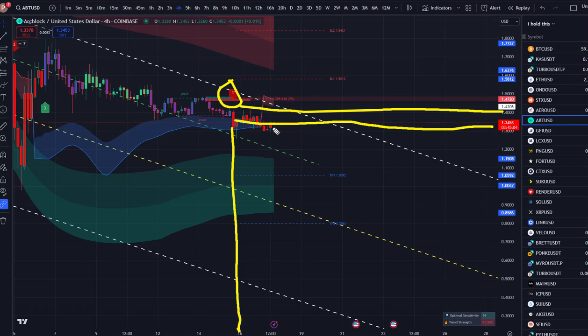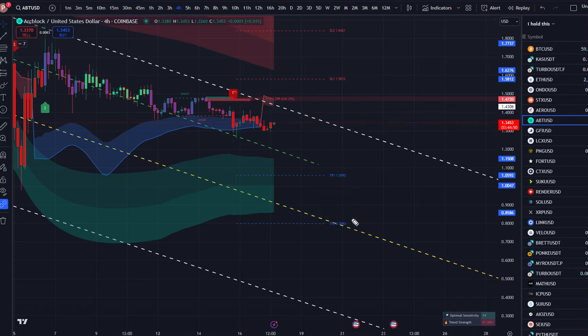Now look, it could come touch here and continue its way down. And as it comes, it's going to retest this area. And if the pullback is bad, it could even come down to 80 cents. So keep that in mind. Sorry, I got interrupted. So I'm going to check again.